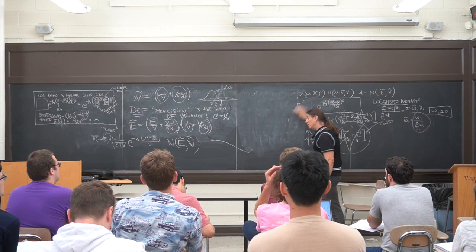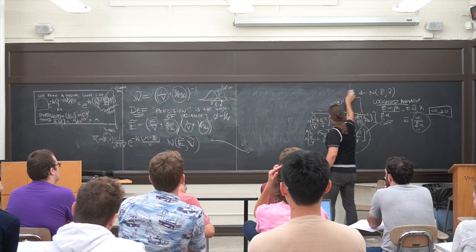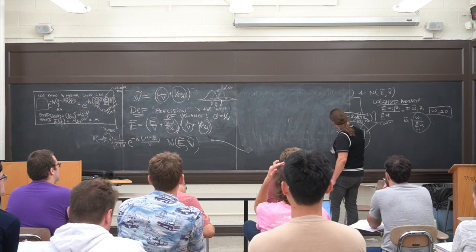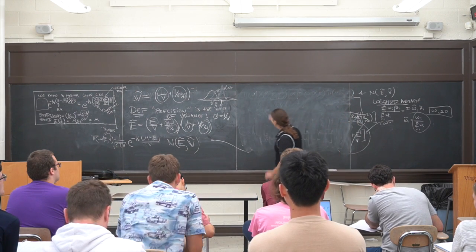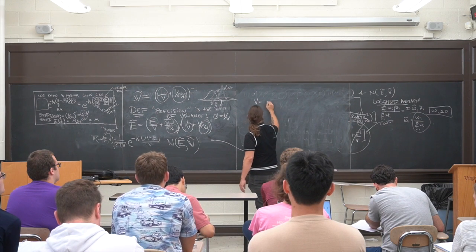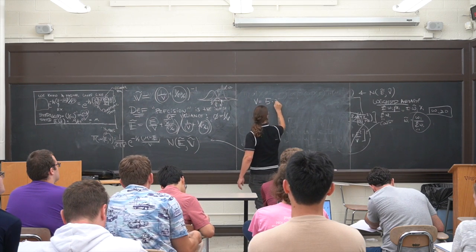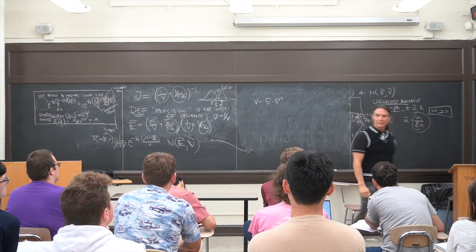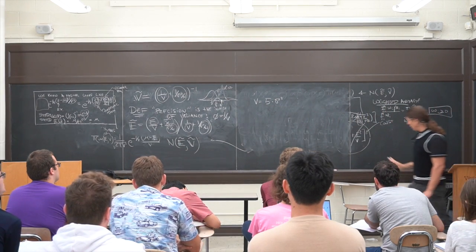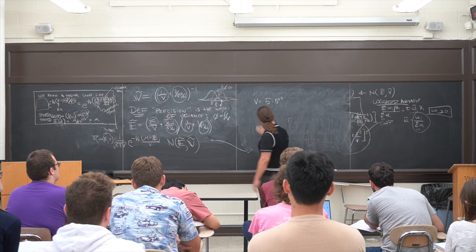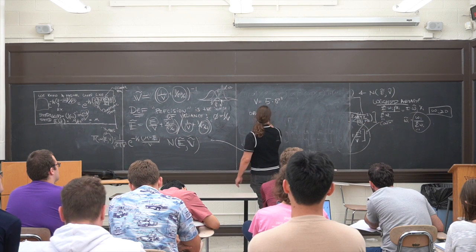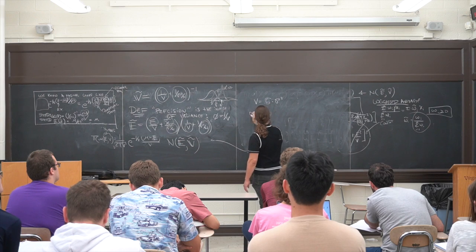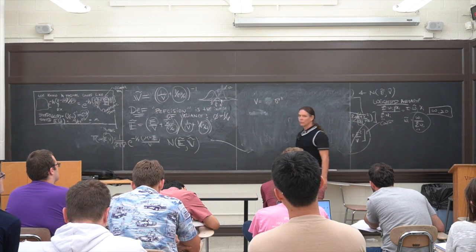Let me just write down this answer that you guys said. So maybe I should pick V to be 5 times sigma squared. I heard this and I kind of liked it. So let's just do this. Or let's start a little bit simpler. Let's just say sigma squared right here.